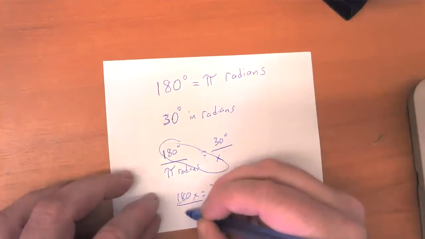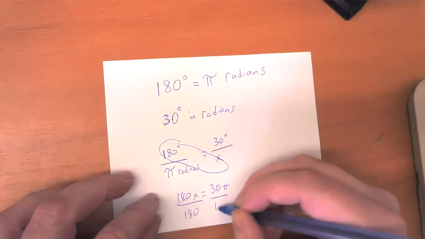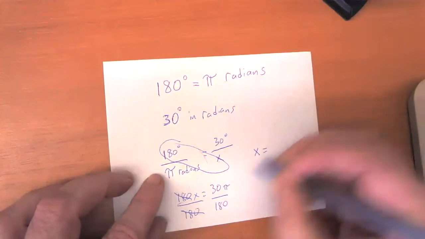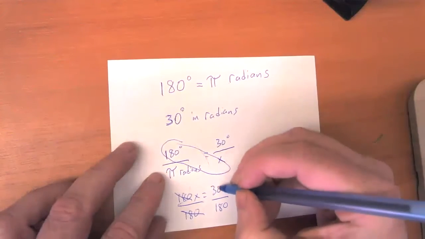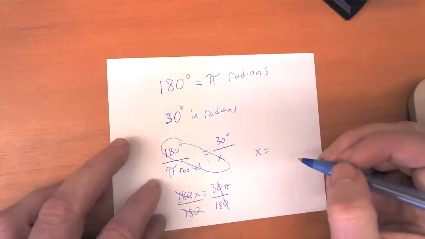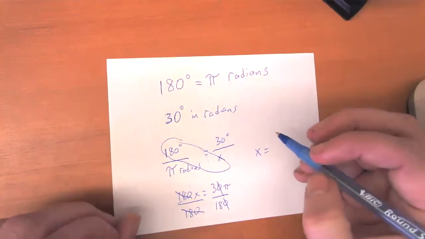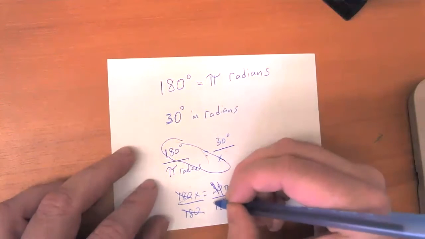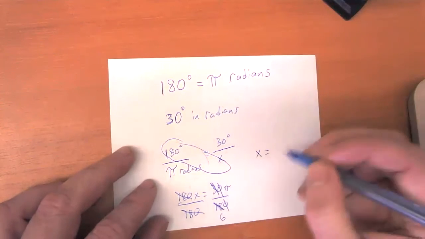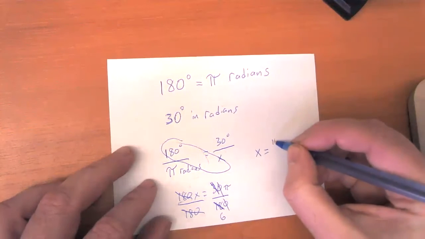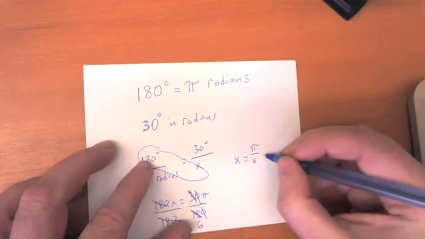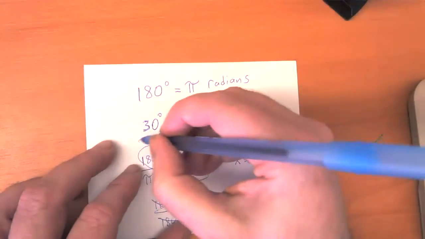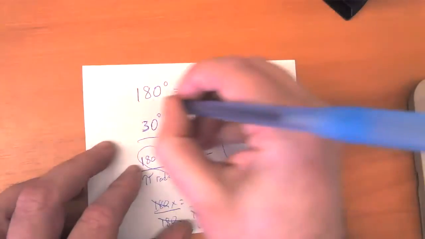So to find out what x is, I'm just going to divide both sides by 180. And I've got x is equal to, well, let's simplify this a little bit. First thing I can do is I can kick out these zeros. Can I do any more simplifying? Yeah, well, 18 is equal to 3 times 6. So I can cancel out that 3 and turn that into a 6. And so 30 degrees is equal to pi over 6 radians. All right, so there's my conversion factor.